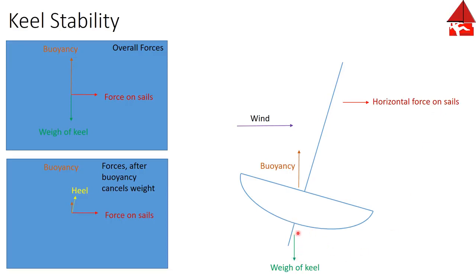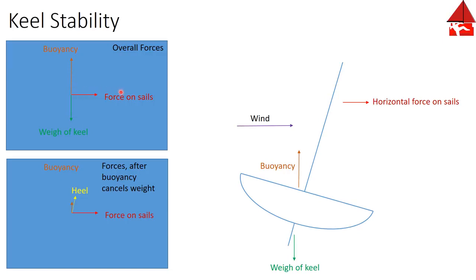And you can see that labeled here. So as the wind comes in, hits the sail, the boat tips to leeward. The weight of the keel pulls the boat down and tries to counteract that force in order to balance the boat and keep it upright.